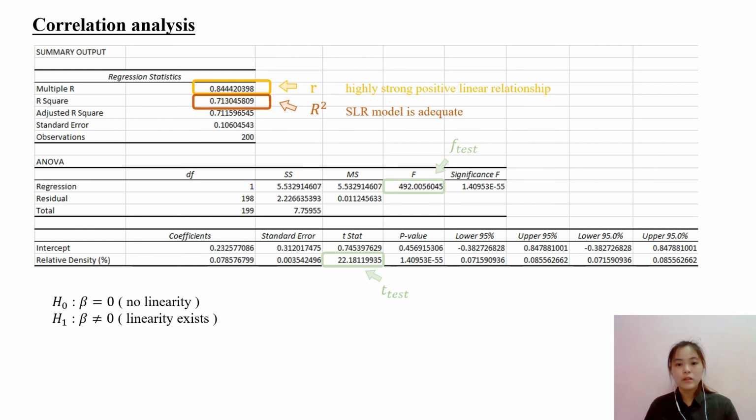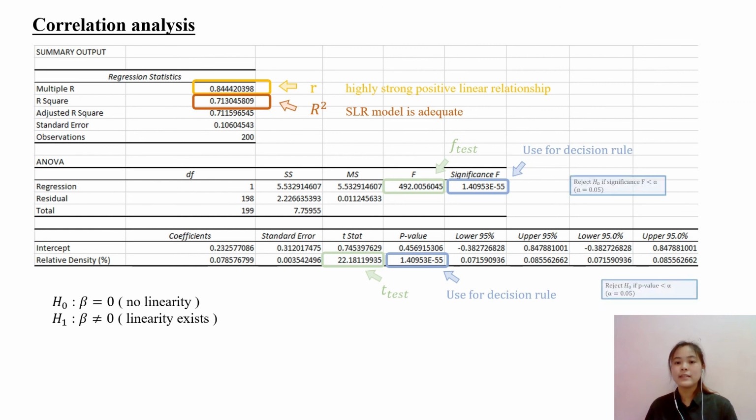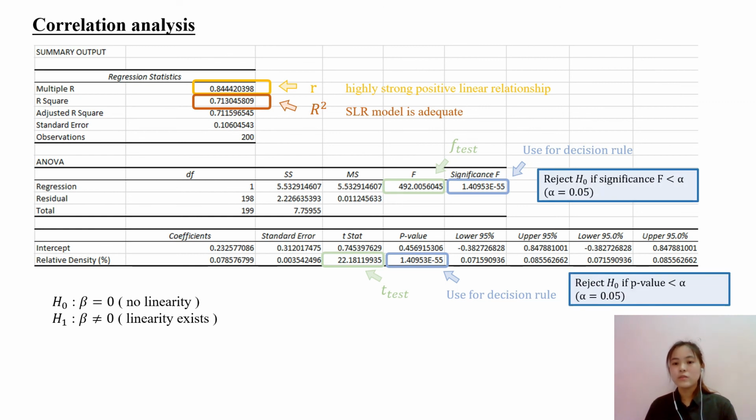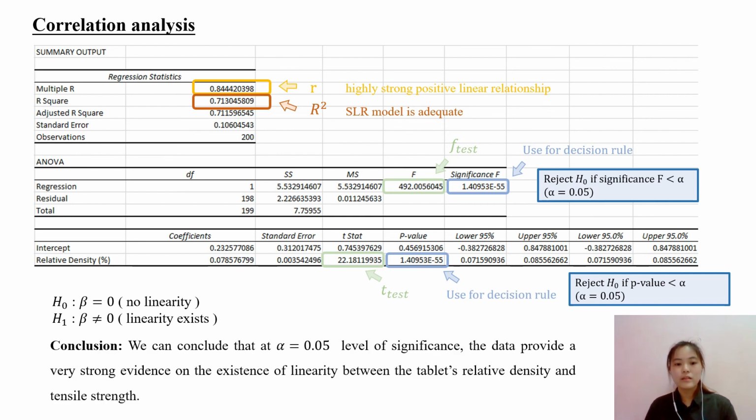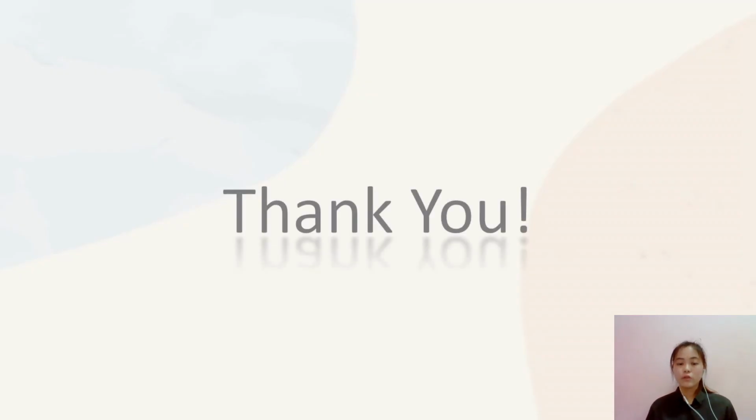From the ANOVA table, we can test the linearity based on the F-test and t-test values. In this case, the significance F is less than the level of significance, which is equal to 0.05. Therefore, we can reject H0, and we can conclude that at level of significance equal to 0.05, the data provide strong evidence of the existence of linearity between the tablet relative density and tensile strength. So that's all from our group explanation.